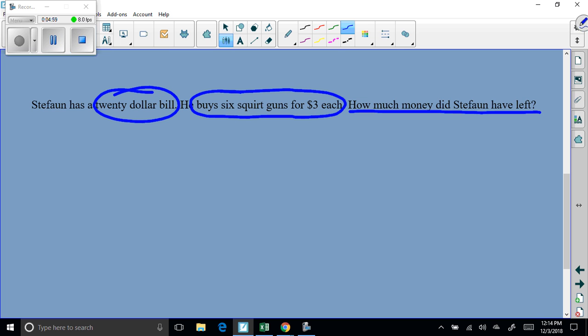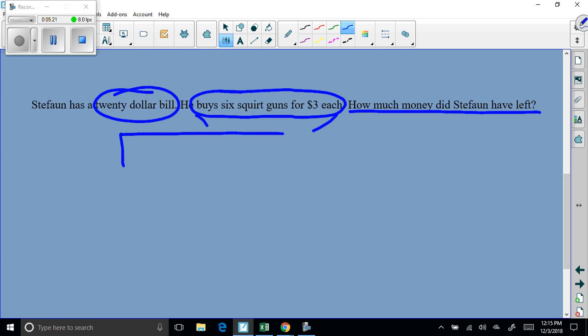And in order to figure out how much he spent, I have to put together how much was the cost of what he bought. So he has 6 squirt guns here, and they cost $3 each. So I know the number of groups, which is the squirt guns, and I know how much each. Each squirt gun costs 3.